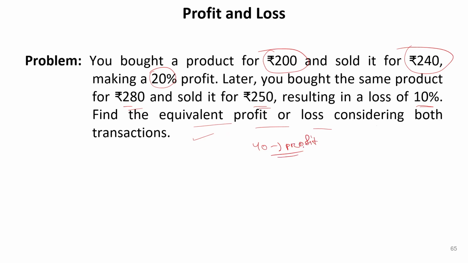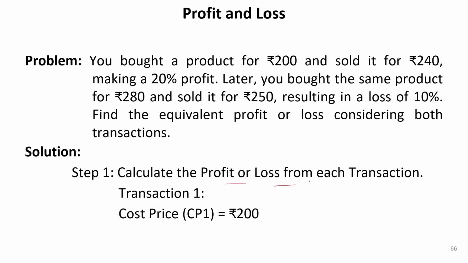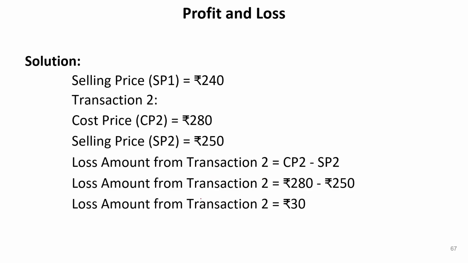And in the second, you got 30 rupees in loss. So in total you got 10 rupees profit. So the equivalent profit will be 10 rupees. So calculating the profit or loss from each transaction. So CP1, CP2, SP1, SP2 are the following.